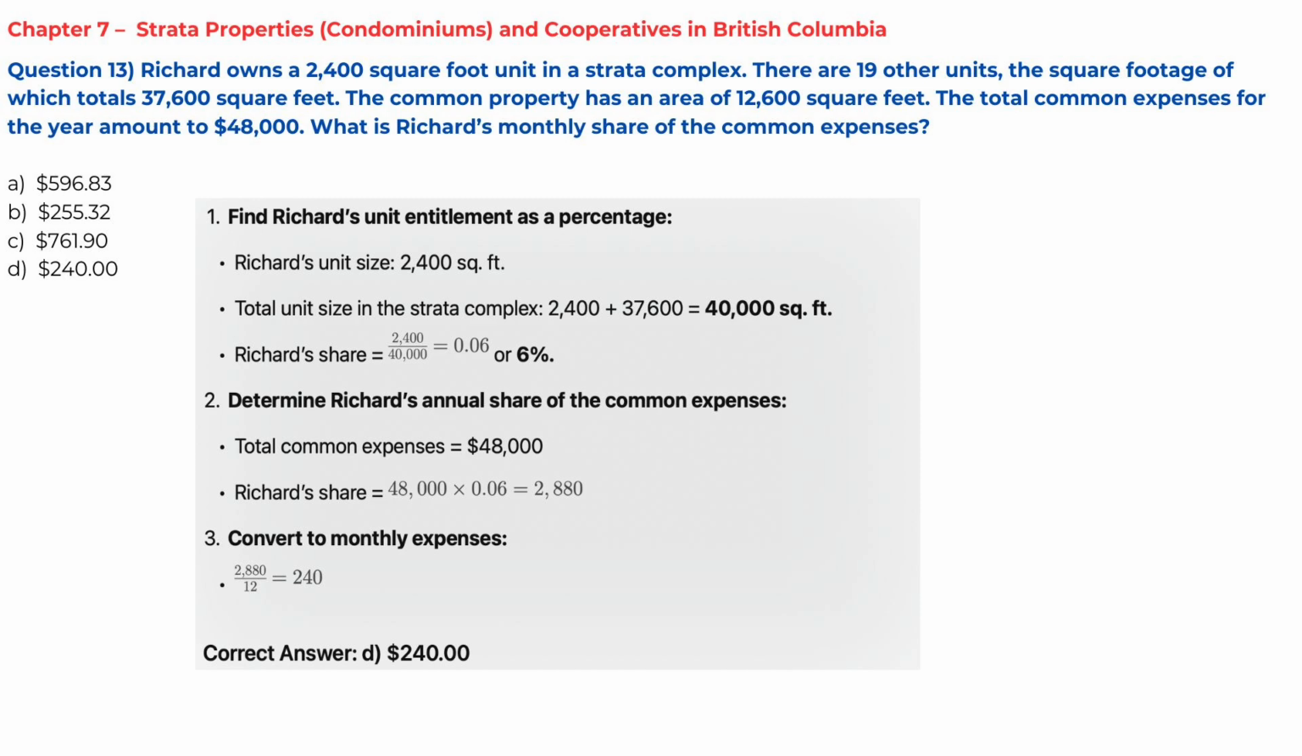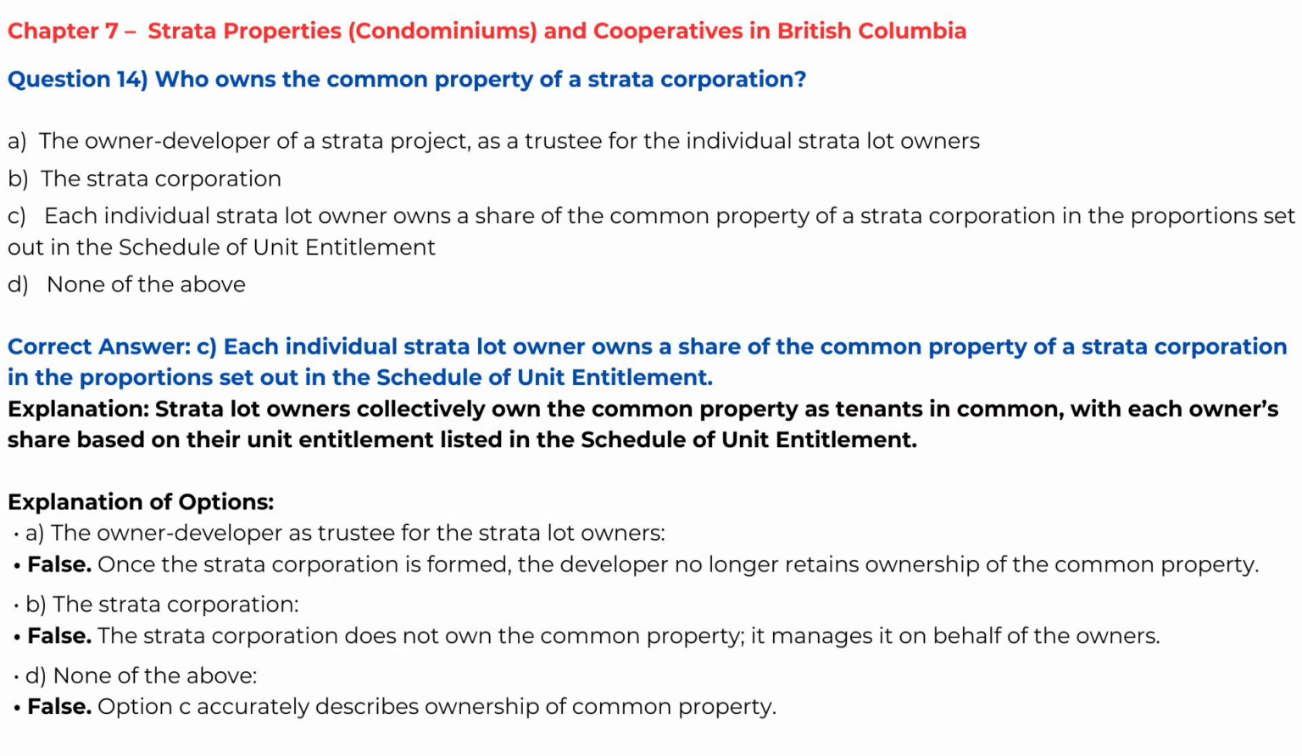Correct answer D, $240. Question 14. Who owns the common property of a strata corporation? Correct answer C. Each individual strata lot owner owns a share of the common property of a strata corporation in the proportions set out in the Schedule of Unit Entitlement. Explanation. Strata lot owners collectively own the common property as tenants in common, with each owner's share based on their unit entitlement listed in the Schedule of Unit Entitlement.